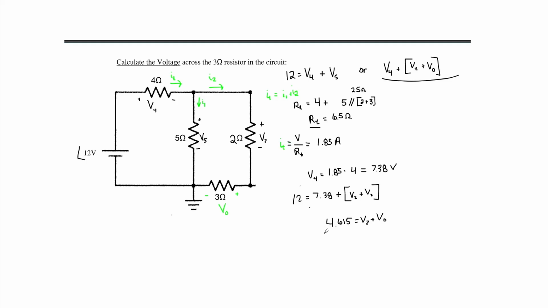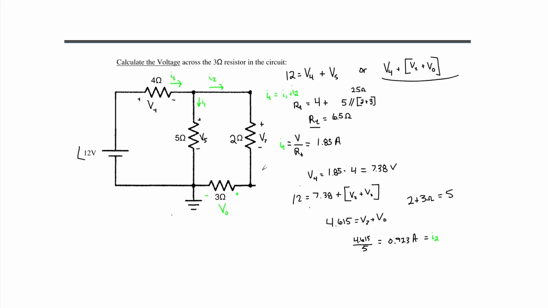Now that we know the voltage across this entire branch and the resistance across that entire branch, which is 2 plus 3 ohms, we can find the current of I2 is equal to the voltage, 4.615, divided by the resistance, 5, and that equals 0.923 amps equals I2.